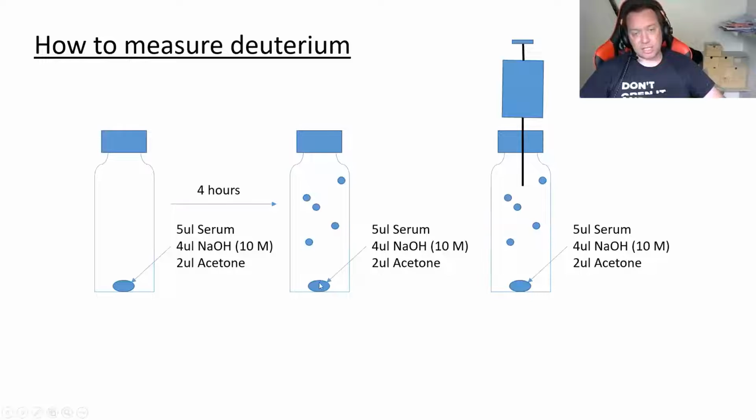So we don't actually inject the liquid into our mass spectrometer. We just inject the gas above the liquid. And that's going to contain, obviously, air as the main component. But because acetone partitions into the gas phase very readily, it's going to contain a lot of acetone.